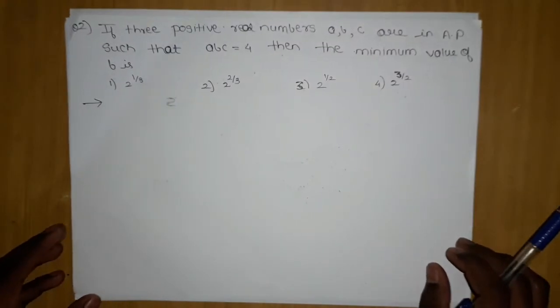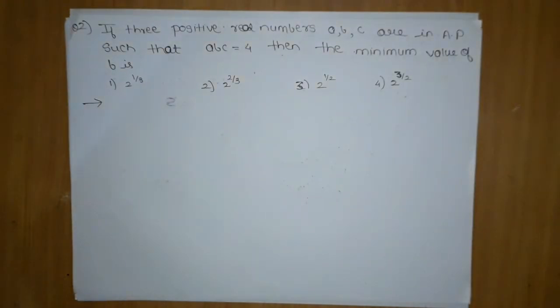Question number 2 is this question. It is telling: if 3 positive real numbers a, b, c are in AP such that abc equals 4, then the minimum value of b is. The first option is 2 power 1 by 3, second option is 2 power 2 by 3, third option is 2 power 1 by 2, fourth option is 2 power 3 by 2.